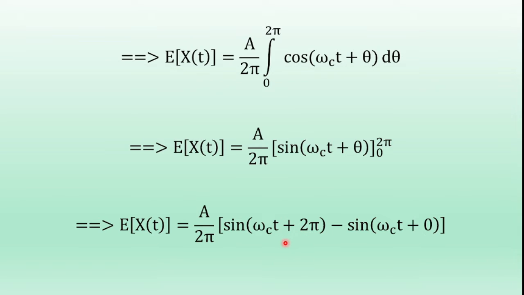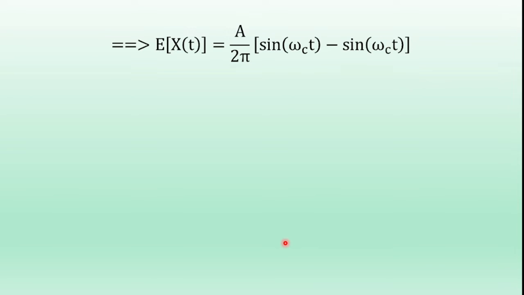Sin(2 pi + omega_c t) is sin(omega_c t). So the expectation of X(t) is A by 2 pi times [sin(omega_c t) minus sin(omega_c t)]. Here sin(omega_c t) minus sin(omega_c t) cancels, so the term within the bracket is 0. A by 2 pi times 0 is 0. The expectation of X(t) is equal to 0.